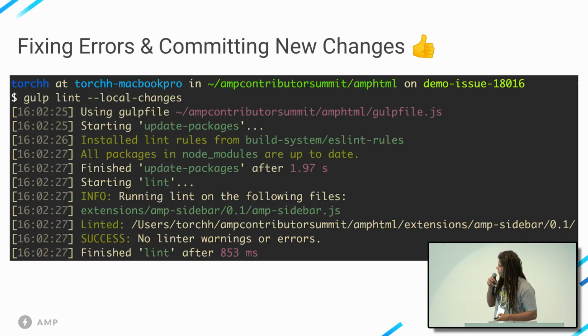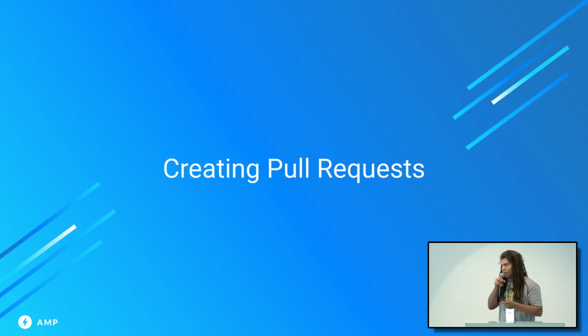Oh no, I went too far. Cool. So after we commit the new changes, we run gulp-lint again, and then bada boom, bada bing, everything looks good. Cool, we're good to go. Awesome, we fixed the change. And how do we get that change into the actual AMP project? That's how we do pull requests.